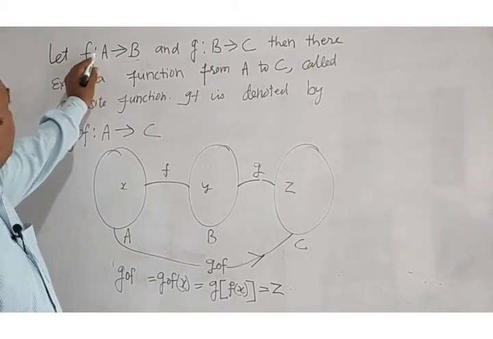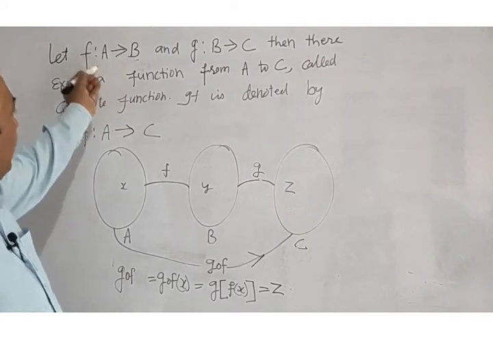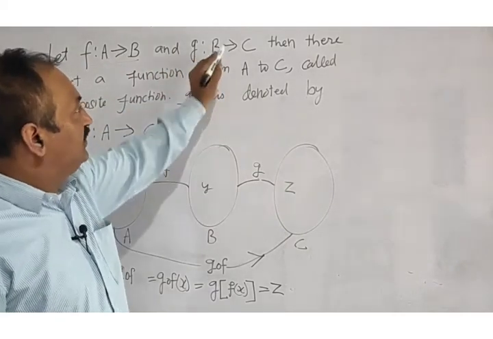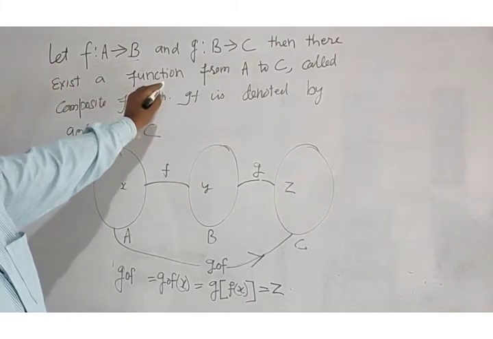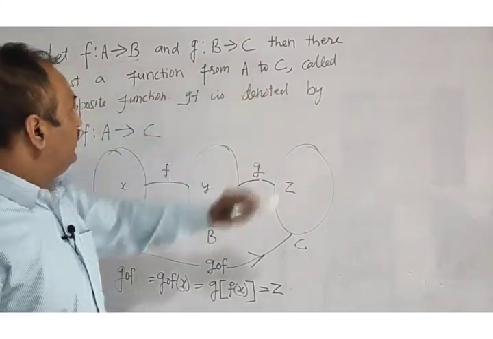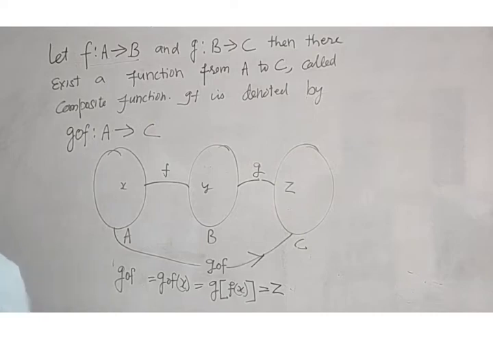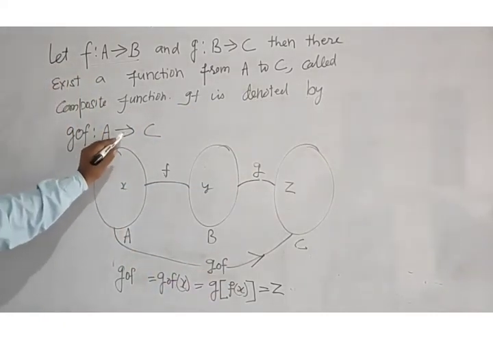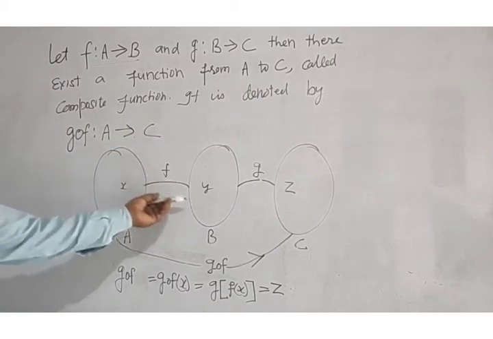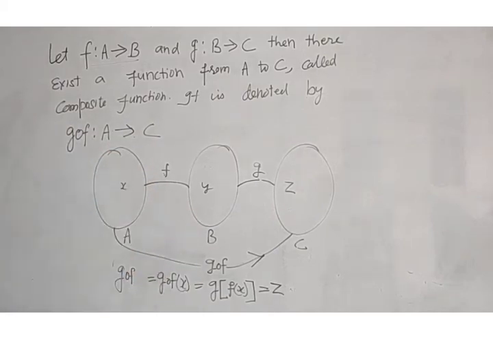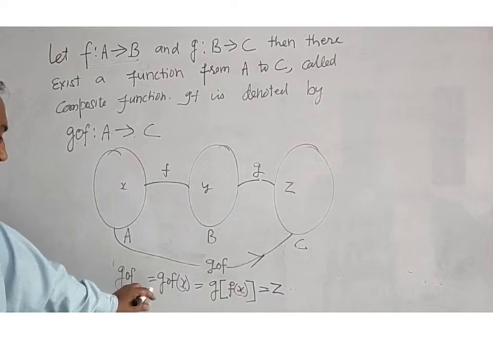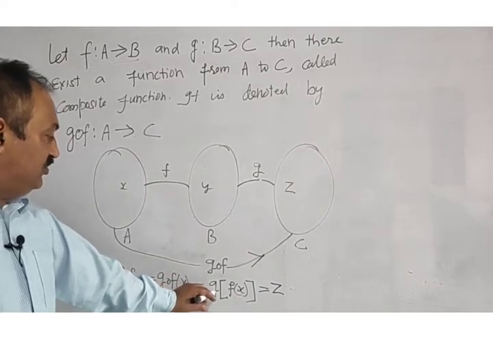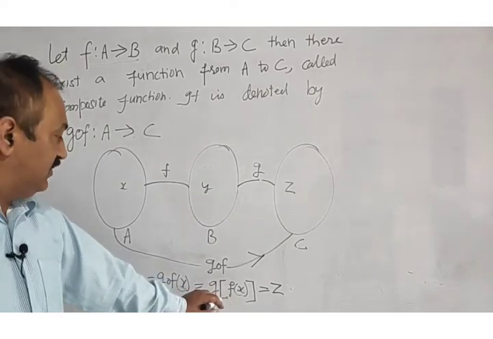Let f be a function from A to B, denoted this way, and g a function from B to C, denoted this way. Then there exists a function from A to C called the composite function, and it is denoted by gof from A to C. This is the diagram for the composite function. And gof is equal to (gof)(x), which is equal to g of f(x).